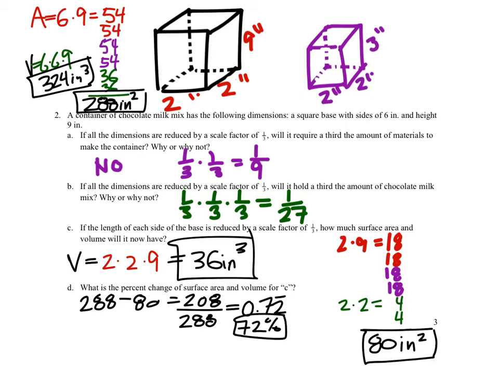On the other hand, for the volume, it went from 324 inches cubed to 36 inches cubed. So it changed by 288 cubic inches, and we divide it by the original 324, which is 0.88 repeating. So we can say 88.9%. That would be the change for the volume.